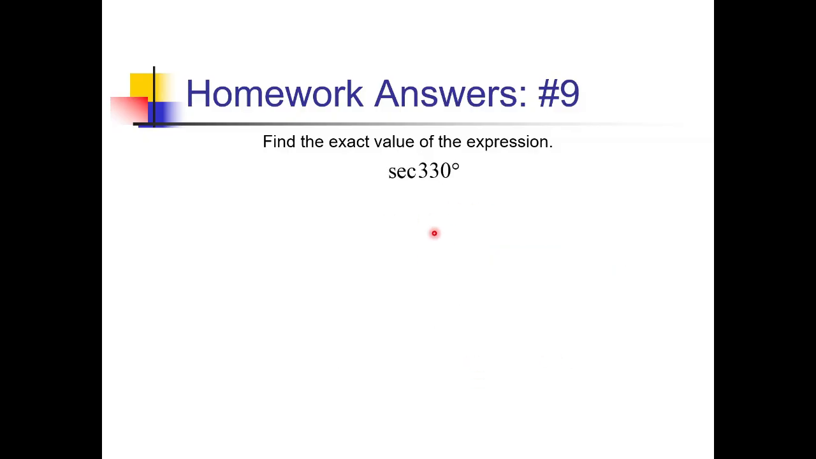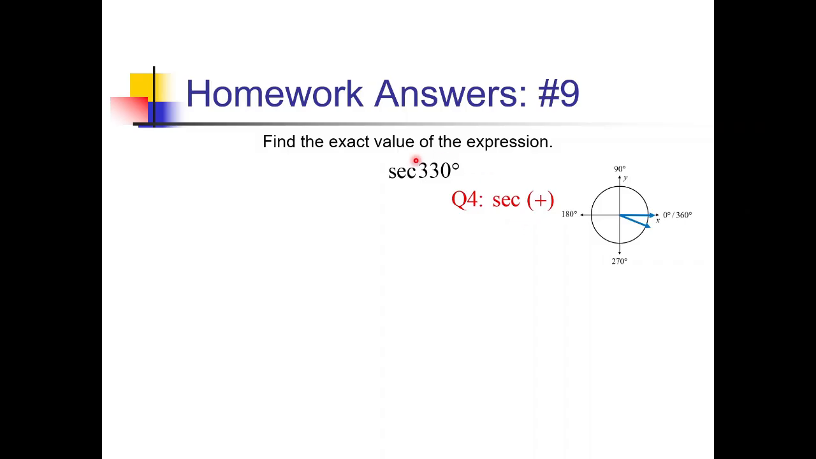For this problem, we're trying to do secant of 330. That's already in degrees and in standard form. So let me just graph it out and see where we're at. So we've got 330 here in quadrant 4, somewhere between 270 and 360. Since we're in quadrant 4, and since secant is based off of cosine, and cosine is x values, that means we're going to have a positive cosine, positive x values, and a positive secant over here in quadrant 4. So positive there, that's nice.